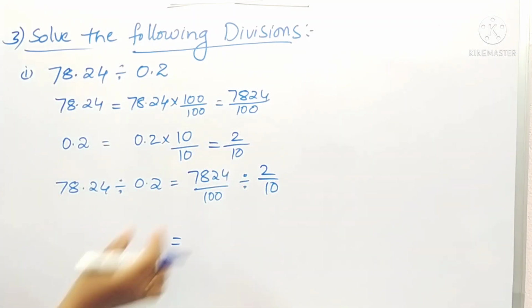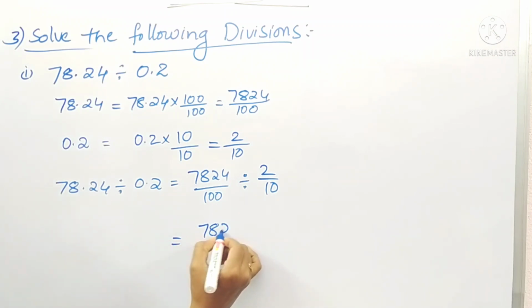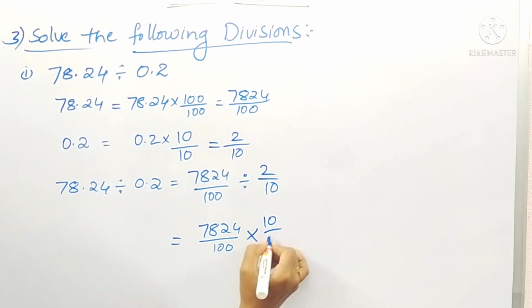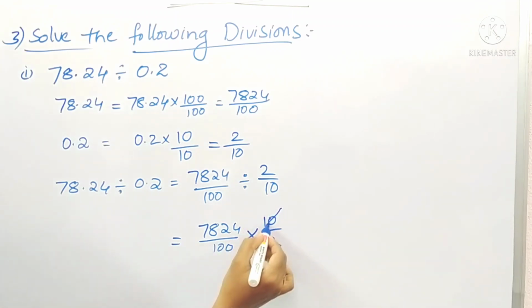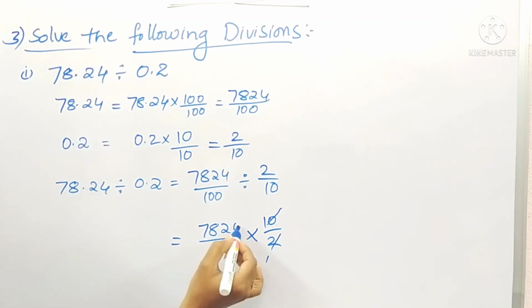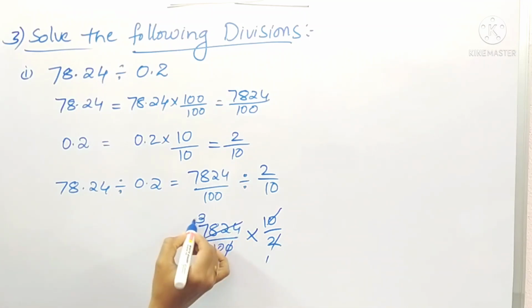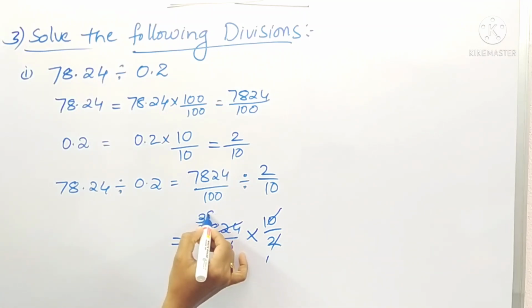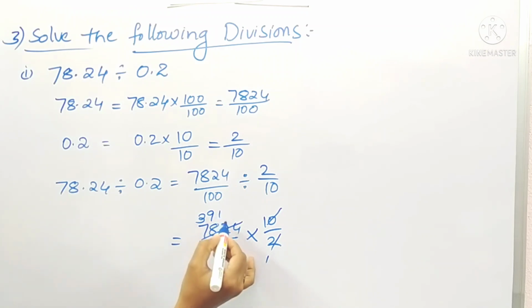Now write the first one same, 7824 by 100, and now this division becomes multiplication and this fraction will get reversed, that is 10 by 2. Okay. Now here the 0 and 0 will get cancelled. So we can cancel with 2 because 4 is there in units place, right? 2 3s are 6, 1 will be there, 2 9s are 18, and 2 1s are 2. So finally it is 3912 by 10.